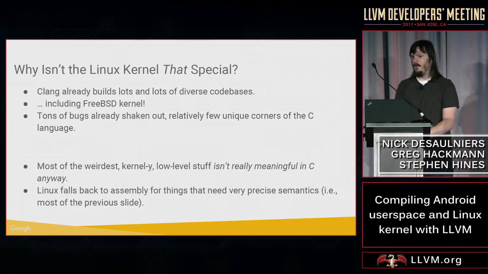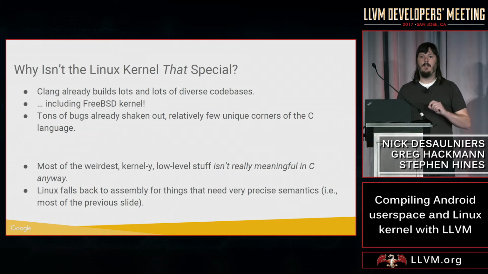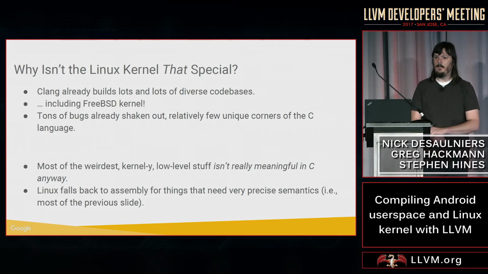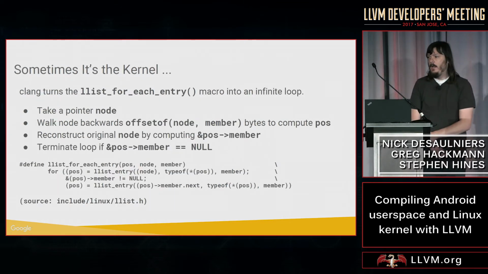On top of that, a lot of the really weird things I pointed out on the last slide aren't always meaningful in the C language. And so when Linux needs very precise semantics for things, it falls back on things like inline assembly, because that's the way it guarantees these semantics. It basically says, this is the exact code I want you to emit. In fact, by the time we had been looking at this in 2016, a lot of the bugs that we ran into were at the interface between C and inline assembly. And the result of this actually improved both code bases.